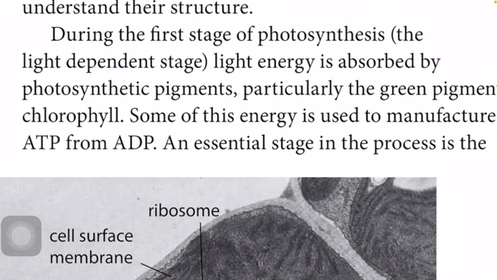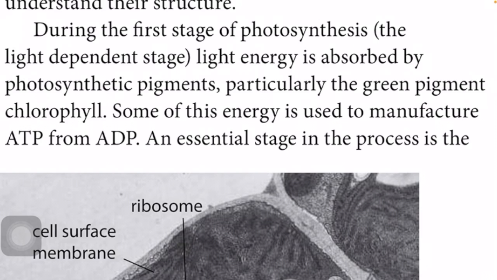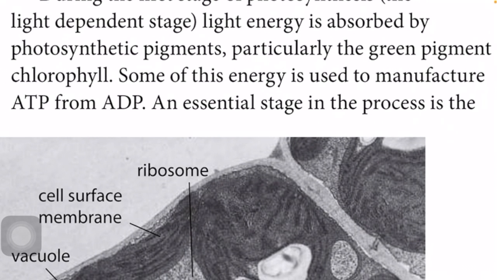During the first stage of photosynthesis, the light-dependent stage, light energy is absorbed by the photosynthetic pigment, particularly the green pigment chlorophyll. Some of this energy is used to manufacture ATP from ADP. So in chloroplast, respiration also takes place. Okay, but the main function is photosynthesis.